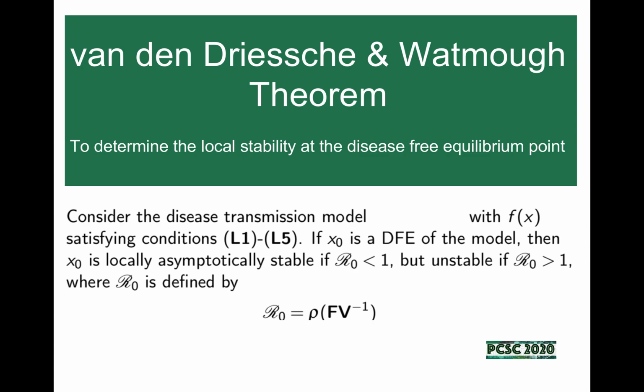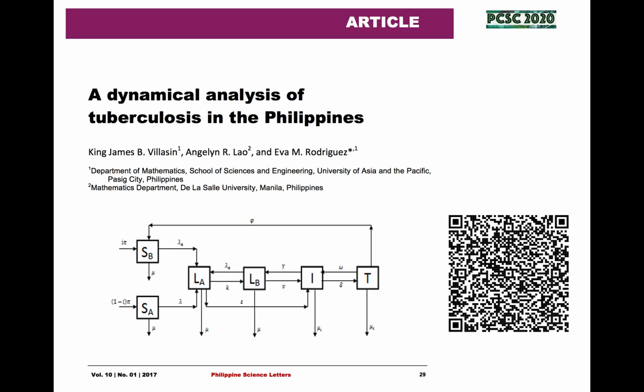And given the compartmental model, one may also compute the equilibrium points for disease-free and epidemic, and then the Van den Driessche and Watmough theorem can be applied to determine and prove the local stability of these equilibrium points. So this is what we did in our study for tuberculosis in the Philippines. We obtained a disease-free equilibrium which is unstable, and an endemic equilibrium which is locally and asymptotically stable. What this implies is that there's still a continued challenge to control tuberculosis in the Philippines, which is not so good, but that's the reality.